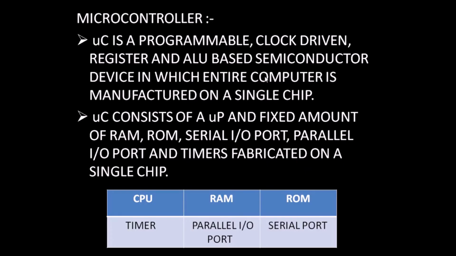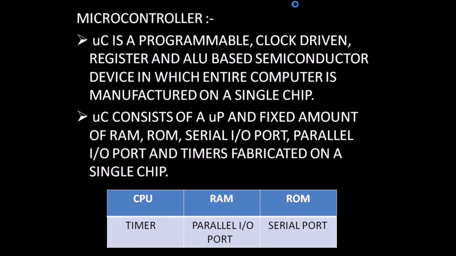Talking about microcontroller. Microcontroller is a programmable, clock-driven, register and ALU-based semiconductor device in which the entire computer is manufactured on a single chip. Microcontroller consists of a microprocessor and a fixed amount of RAM, ROM, serial I/O port, parallel I/O port and timers fabricated on a single chip. Here you can see in the block diagram given below, the CPU, RAM, ROM, timers, parallel I/O port and serial I/O port are all assembled on a single chip.